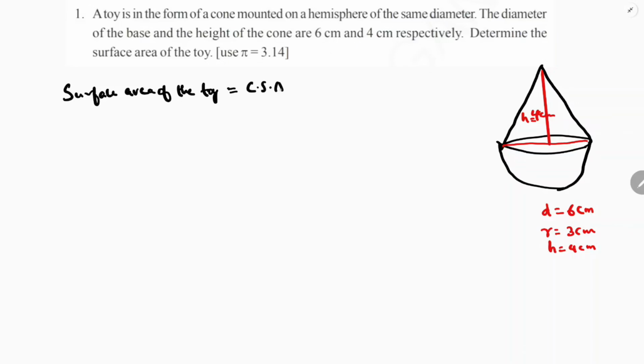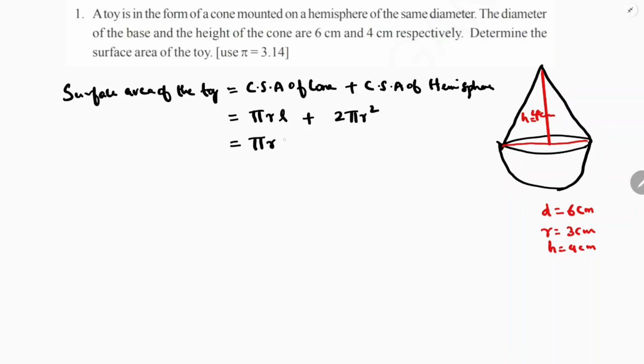So curved surface area of cone plus curved surface area of hemisphere. Now curved surface area of cone is pi r L and curved surface area of hemisphere is 2 pi r square. Now in these class 10 problems, don't do separately. My advice is take common and try to calculate. Pi r if you take common, L plus 2r. Now here in the problem, L is slant height. We need to find slant height.